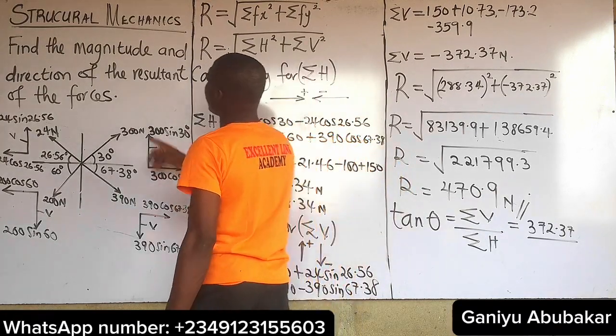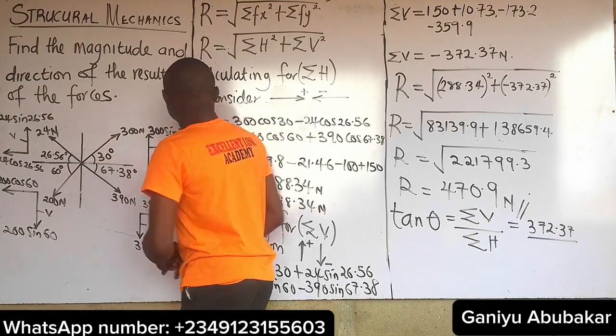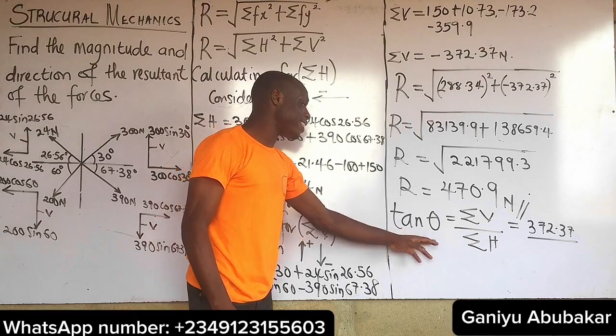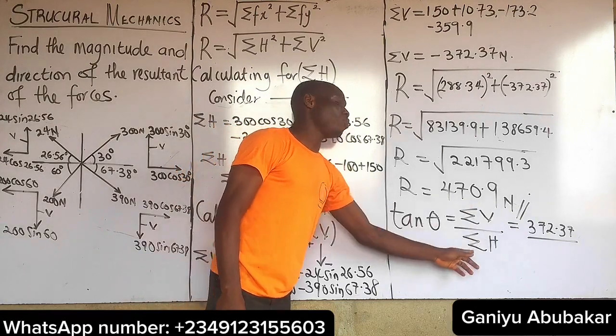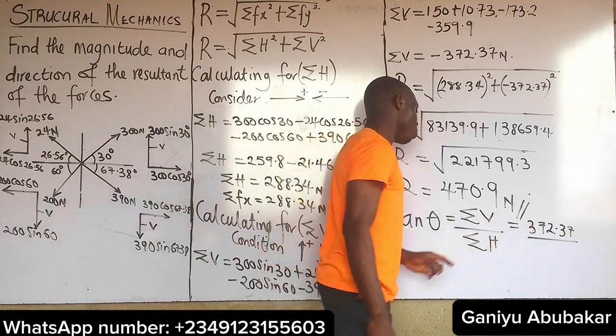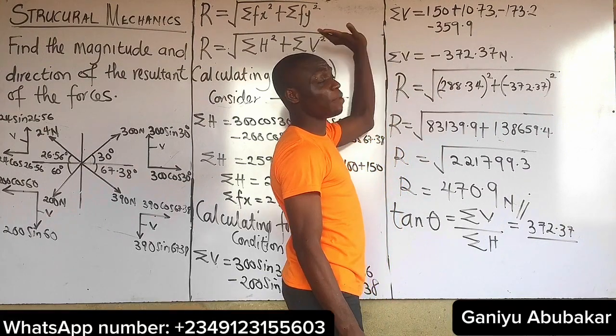So the answer, R is equal to 470.9, which is simply the magnitude. Don't forget direction. So direction becomes the angle. And we said tan theta is equal to summation V over summation H. If you recall in our last class, summation V is this value as we established. This one here. Ignore the negative sign, please.